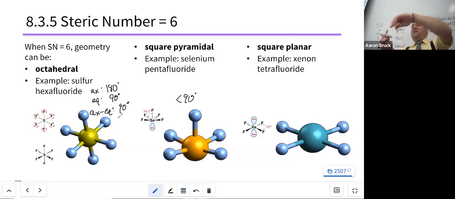Another interesting thing is that the second position is always going to be the opposite of the first one. Minimize repulsion, get them as far apart as possible from each other. What's left is the square planar. Because those two positions are opposite each other, the pushings basically cancel each other out. We're back to fully just 90 degrees.